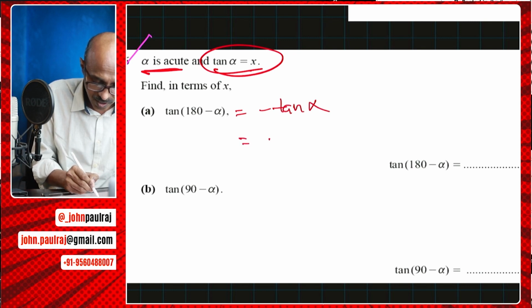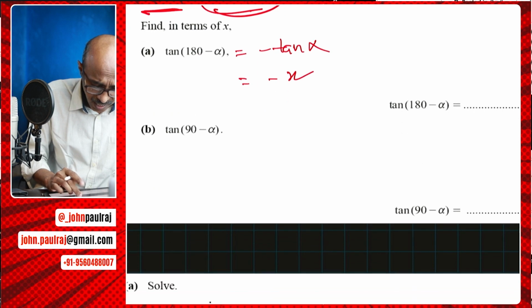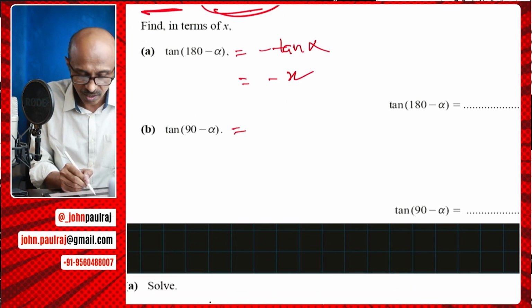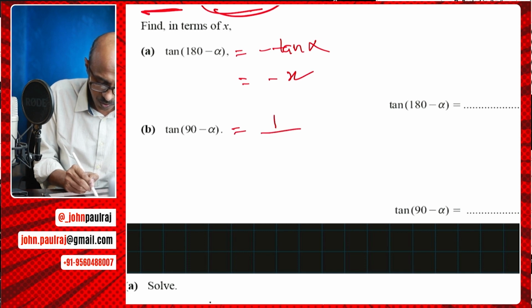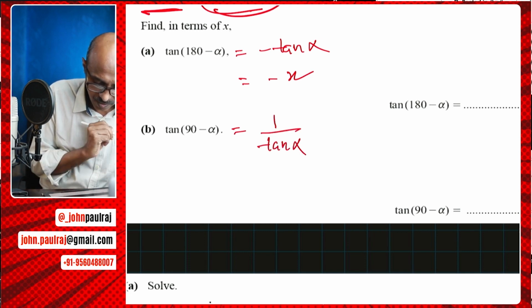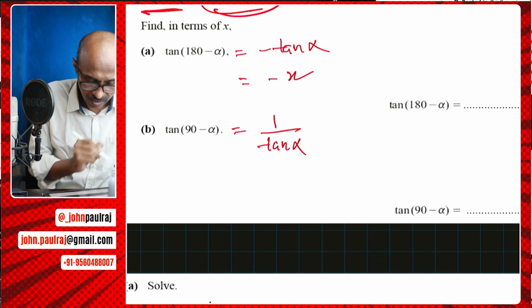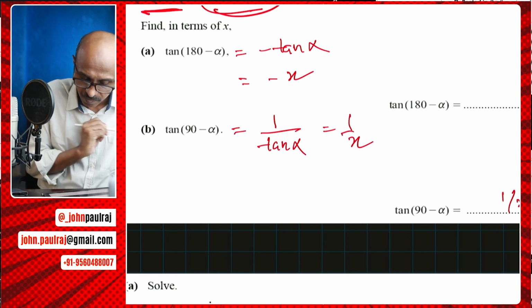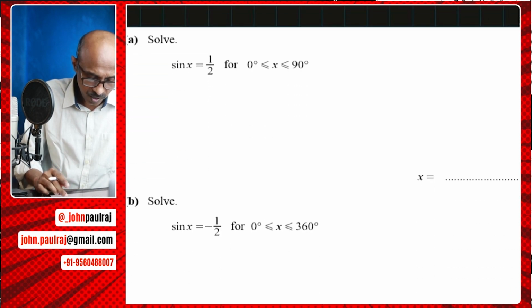And tan alpha is x, so this is negative x. Likewise, tan of 90 minus alpha, we have noted as 1 over tan, cotangent. So 1 over tan alpha. And tan alpha is x, so this is just going to be 1 over x. You can leave it as 1 over x. Okay? What are these questions now?